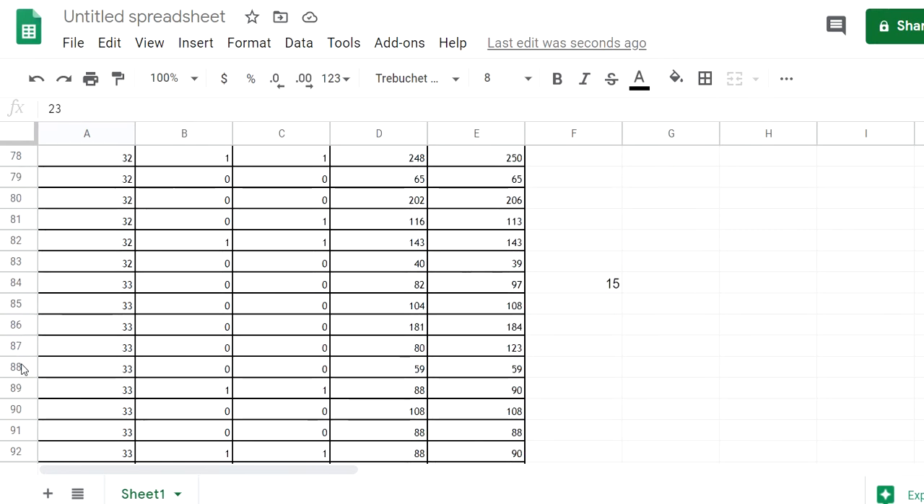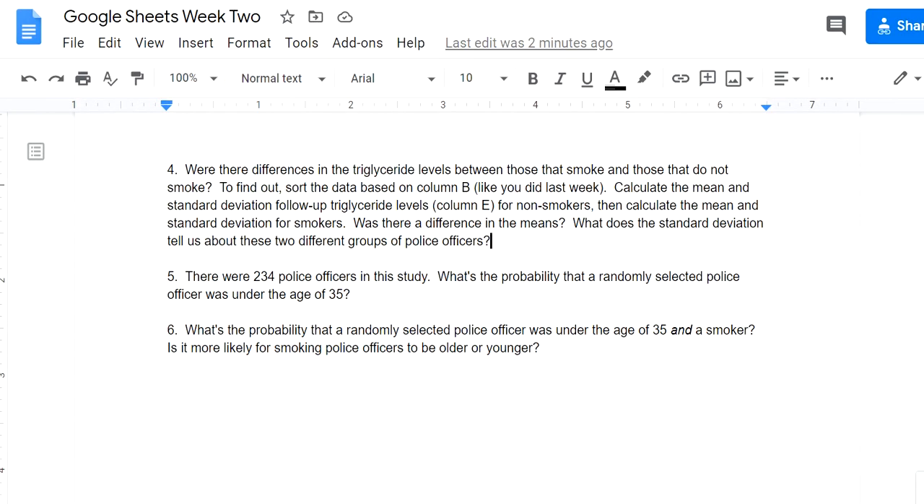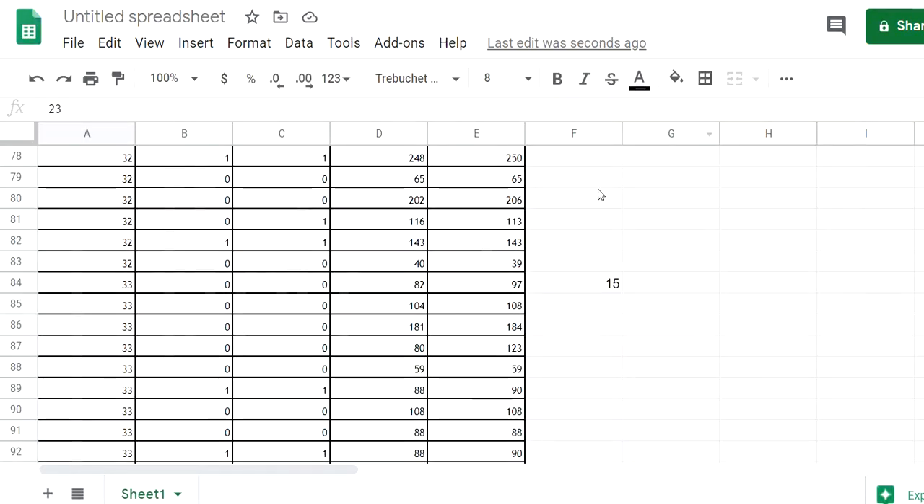So we're at 86, 87, 88. Count up the number of police officers that are under the age of 35, and then divide by 234. That's our probability that a randomly selected police officer is under the age of 35. And then a little bit tougher now, what's the probability that a randomly selected police officer is under the age of 35 and a smoker? They've got to meet both those criteria.